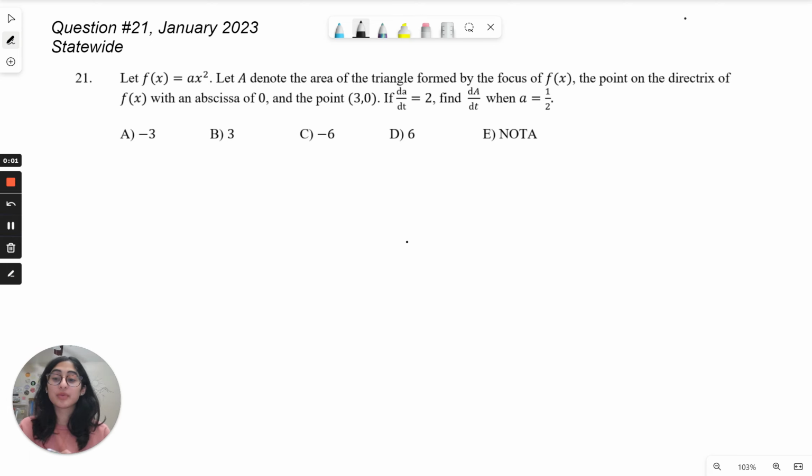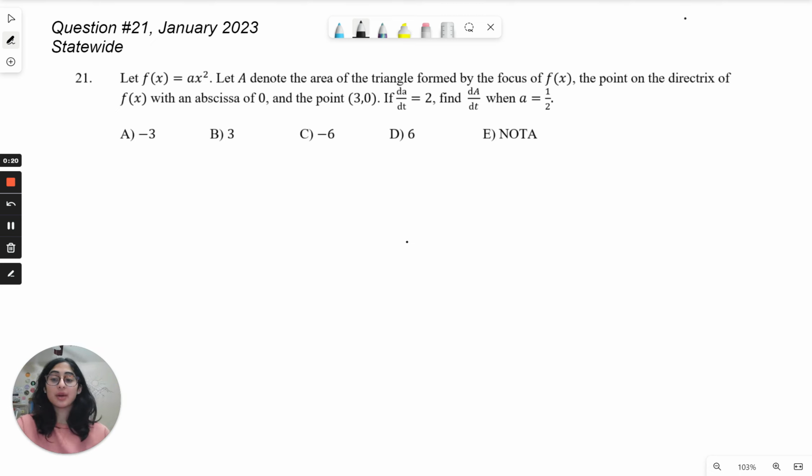All right, so this is question 21 from the January 2023 statewide test, and it tells us there's a function f of x, which is ax squared. A is the area of the triangle formed by the focus of that function, the point on the directrix of that function with an x-coordinate of 0, and the point (3, 0).